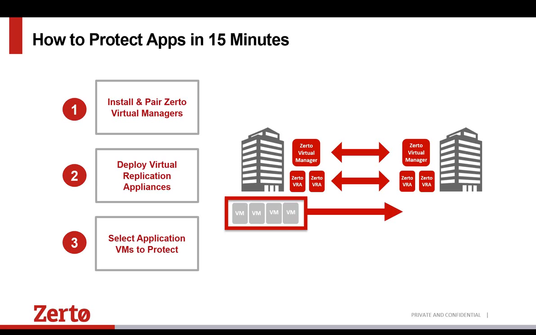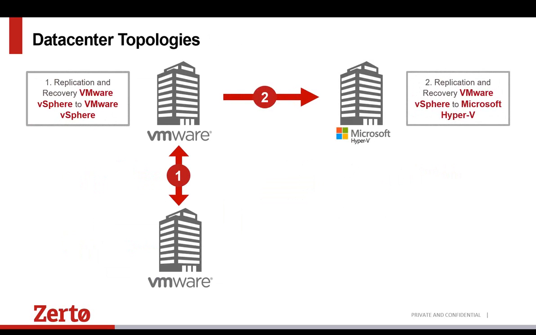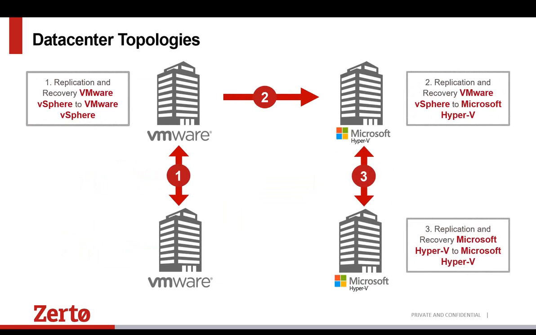So to go into a bit more detail in this process, we'll start by listing the different data center topologies that we'll support in Zerto 4.0, where we have our standard VMware to VMware replication between two vCenter servers for disaster recovery. In 4.0, we're adding support for Microsoft Hyper-V, where from your System Center, you can also install a Zerto manager, and will support replication from VMware vSphere to Microsoft Hyper-V. We'll also support replication between Microsoft Hyper-V servers, introducing the first real enterprise-class DR solution for a Microsoft Hyper-V environment.